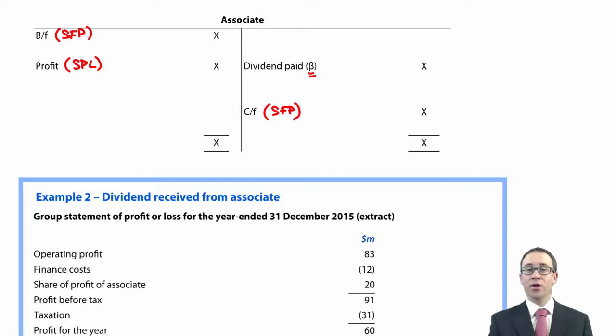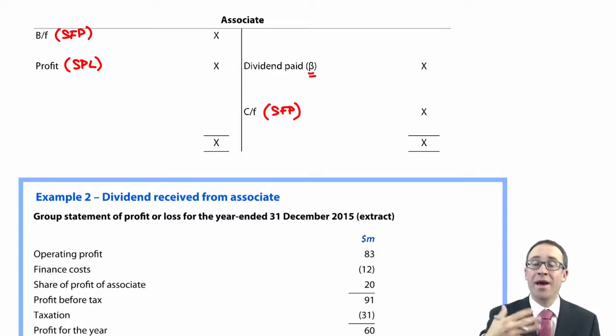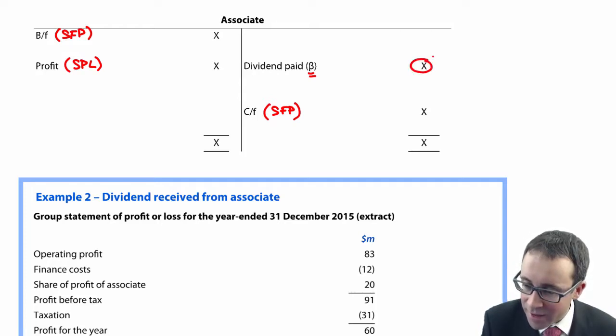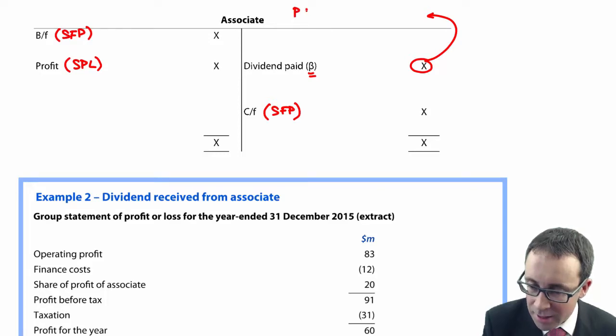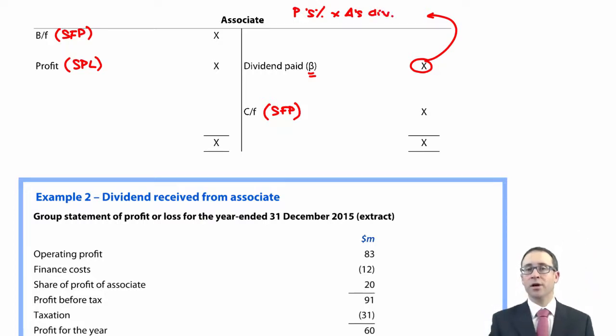You've got there your dividend. So that there is your dividend received. So essentially it's the dividend paid by the associate, which is the dividend that you have received. So that's the dividend received from the associate that goes into your investing activities. Effectively, that dividend there should be P's share of A's dividend. So it could be that you're given A's dividend. It could be that you know your ownership in the associate.